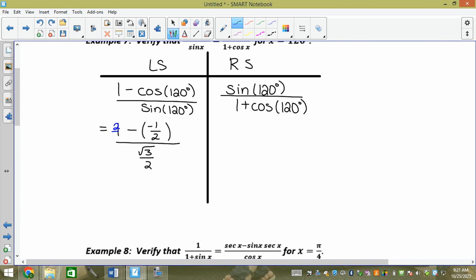This will become a 2 over 2. And this is a minus, so it's actually a plus. So 2 over 2 plus 1 over 2 is 3 over 2. Now I can actually put this beside it. Root 3 over 2. And now I can actually flip it. 3 over 2 times 2 over root 3, and I get 3 over root 3, which I can rationalize. It equals 3 root 3 over 3, which is just root 3.